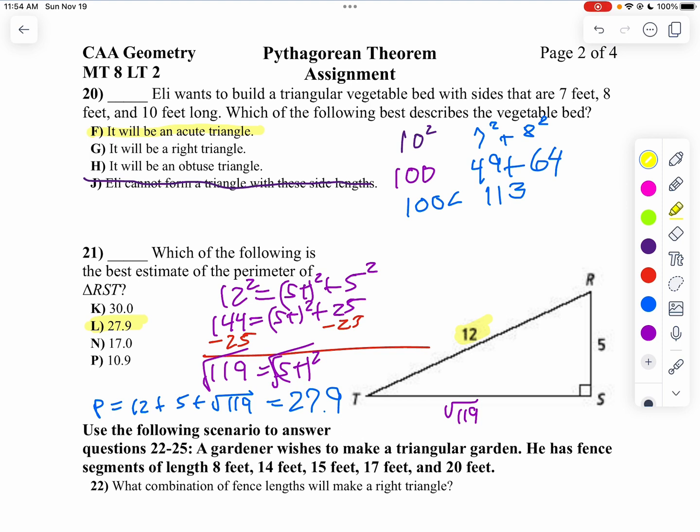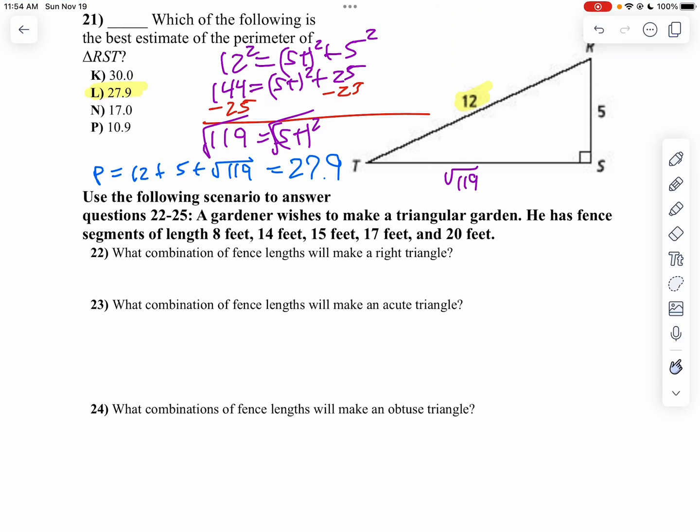Now in 22 through 25, you probably want to refer to your chart for the Pythagorean triples, because notice they're all nice whole numbers. So if I go back to my seminar, look at my chart for Pythagorean triples, the one that makes a right triangle, that's going to be 8, 15, and 17, isn't it? How do I know that? Because I looked at the chart.